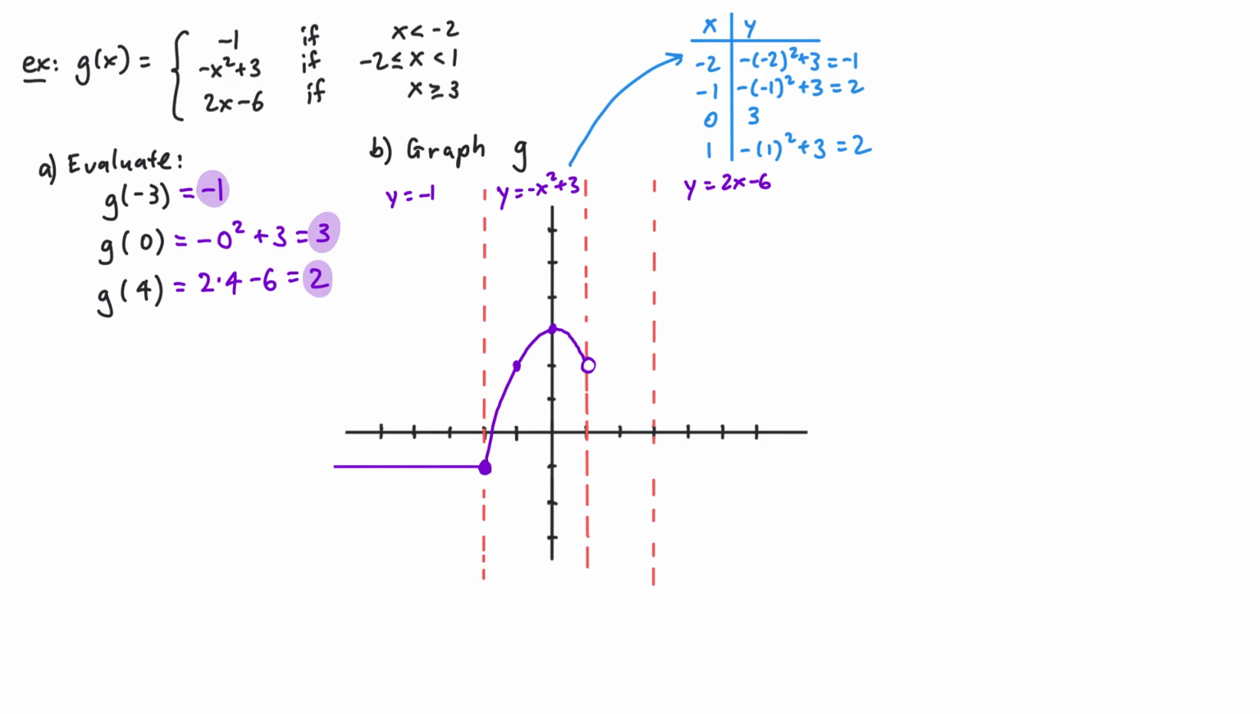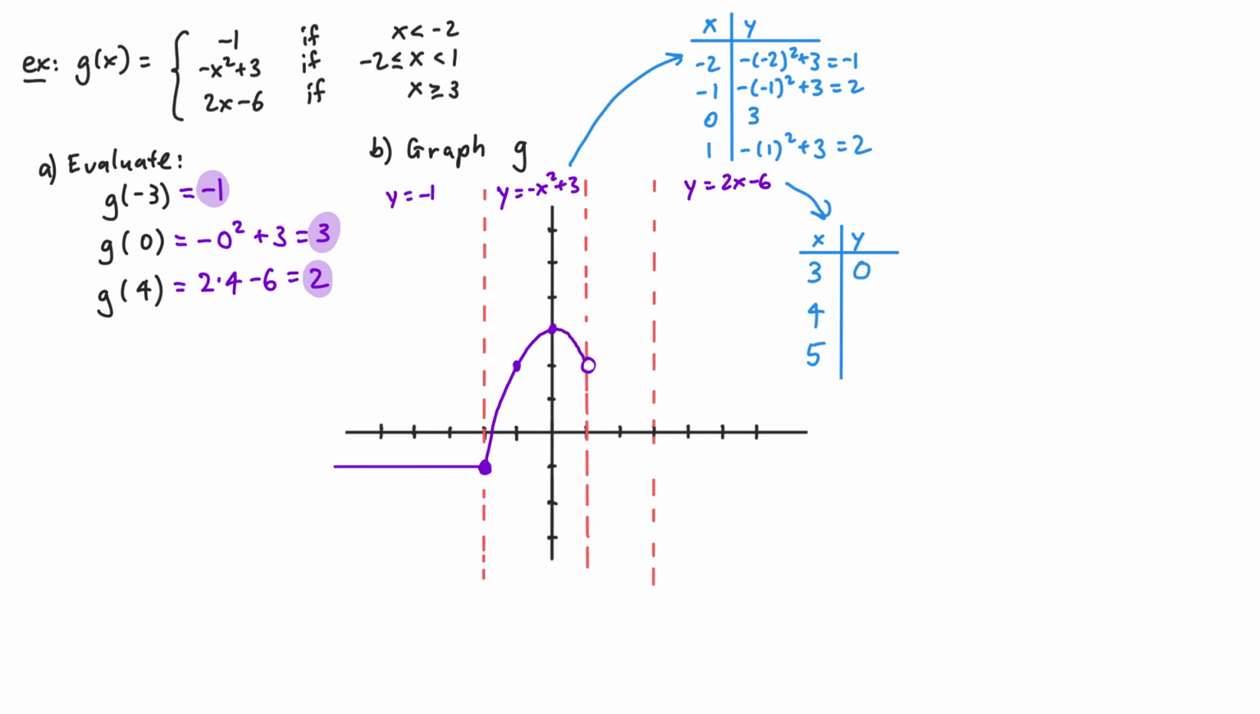So now let's move on to our third piece. For our third piece, we're looking at graphing y equals 2x minus 6 for x values greater than or equal to 3. So once again, we can make a table of values for y equals 2x minus 6. Our third piece consists of x values greater than or equal to 3, so let's put down the x values 3, 4, and 5 on our table. To find the corresponding y value, we use 2x minus 6, so plugging in 3, we have 2 times 3 minus 6, which is 6 minus 6, or 0.